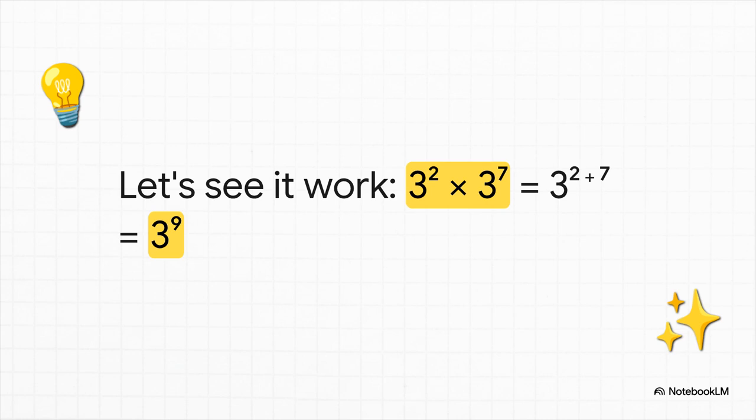Say you've got 3 squared times 3 to the 7th. No calculator needed. Just use the rule. The base is the same, it's 3, so you just add the exponents. 2 plus 7 is 9. Boom. The answer is 3 to the 9th. See how much faster that is?